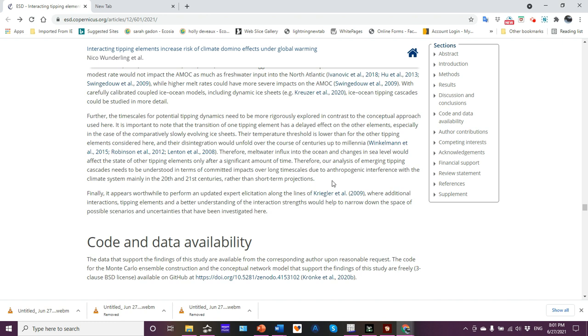Therefore, our analysis of emerging tipping cascades needs to be understood in terms of committed impacts over long timescales due to anthropogenic interference with the climate system. Finally, it appears worthwhile to perform an updated expert elicitation along the lines of Kriegler et al. in 2009, where additional interactions, tipping elements, and a better understanding of the interaction strength would help us narrow down the space of possible scenarios and uncertainties that have been investigated here.